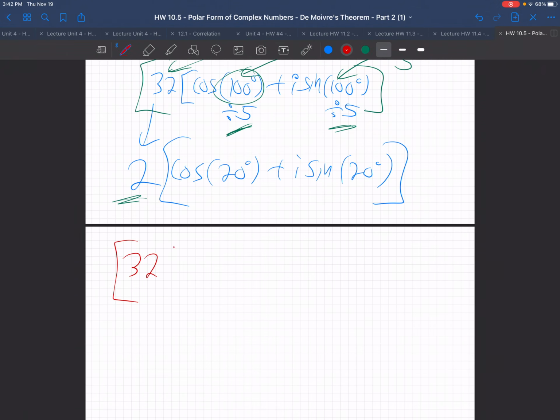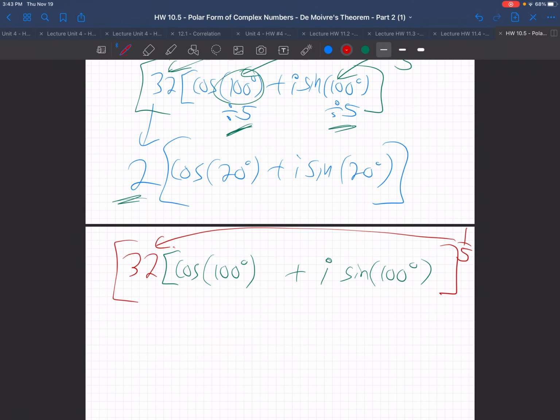32 times, let me do it this way, cosine of 100 degrees plus i sine of 100 degrees, all of that to the 1/5 power, right? So we already talked about how you're going to take the 1/5 power of that, and you're going to take 1/5 of the angles, which divides them by 5. Right, but here's the trick.